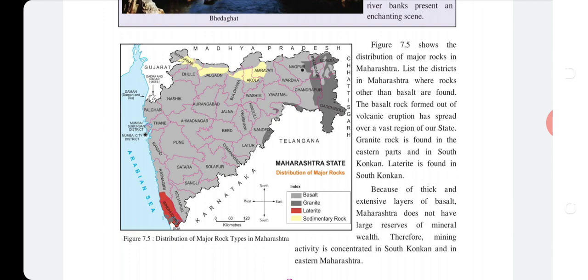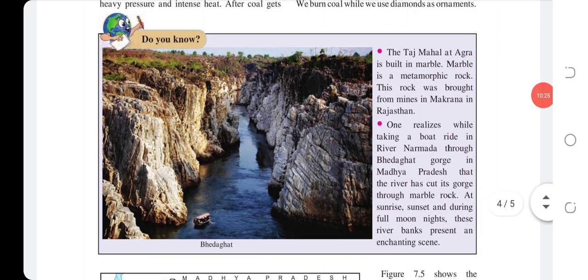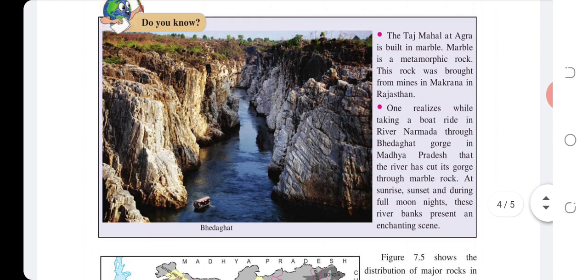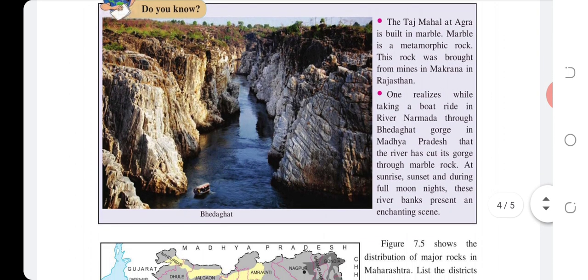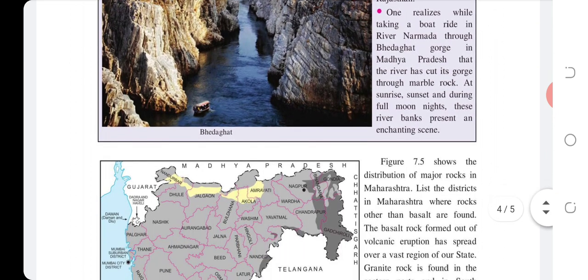Figure 7.5. One realizes while taking a boat ride in the river Narmada through Bhedaghat Gorge in Madhya Pradesh that the river has cut its gorge through marble rock. At sunrise, sunset, and during full moon nights, these riverbanks present an enchanting scene.